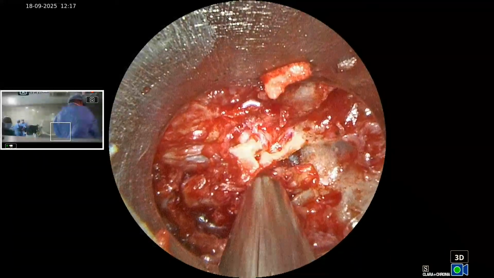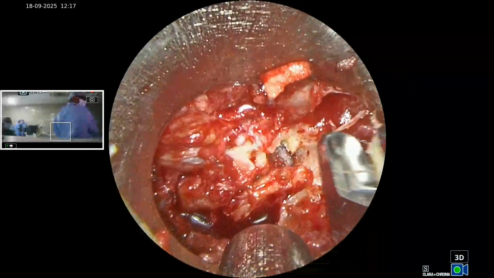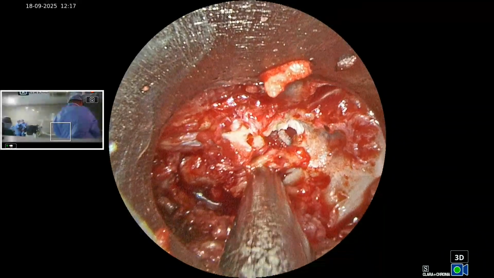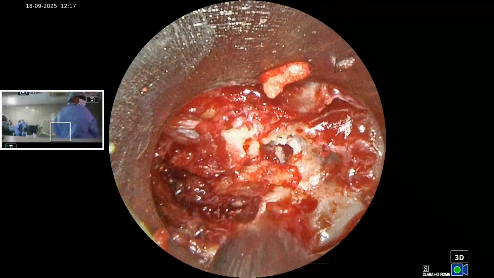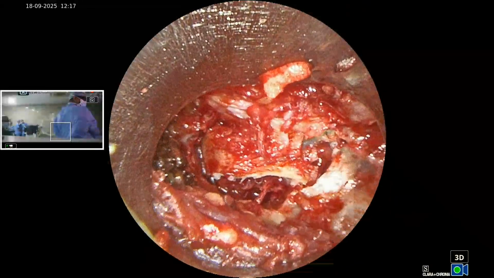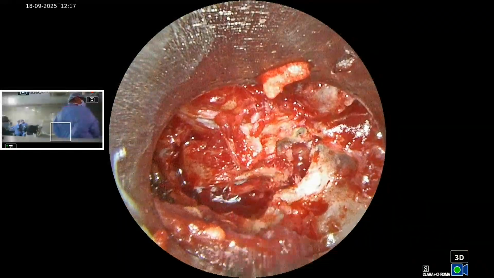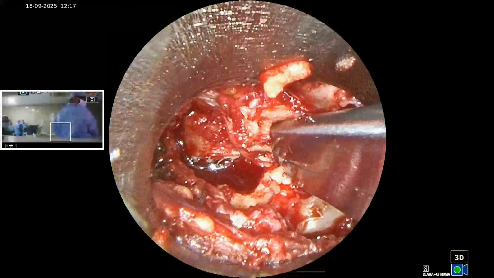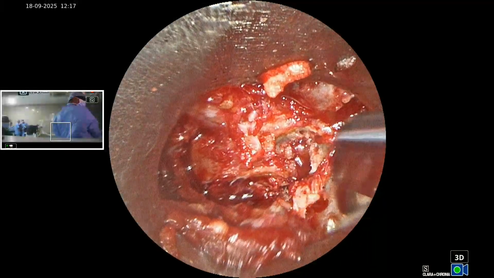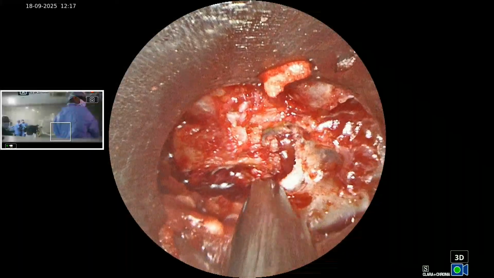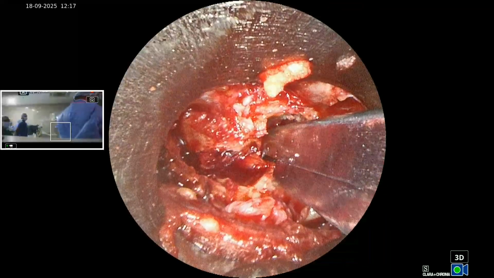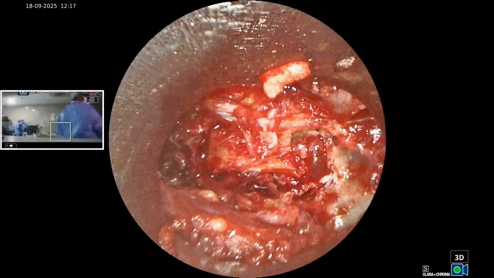So deep layer also now detached from the inferior lamina. So the deep layer of the flavum is coming along with my small bone chips, that is from the inferior lamina. This is the medial aspect of the facet.